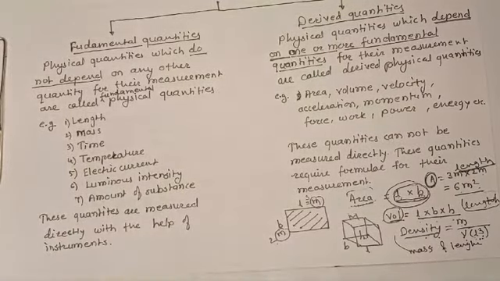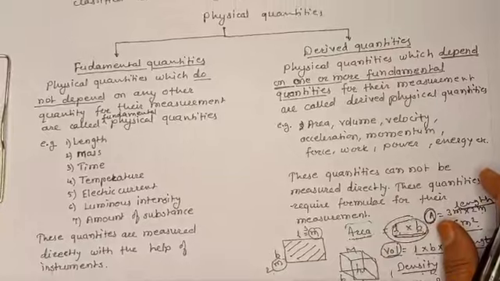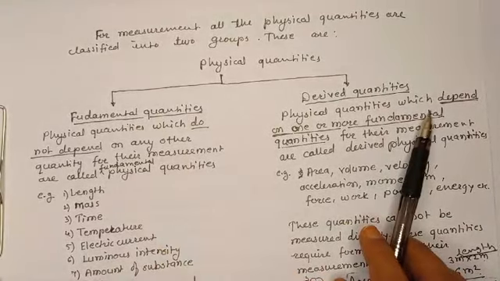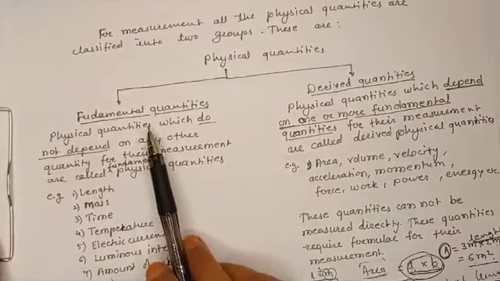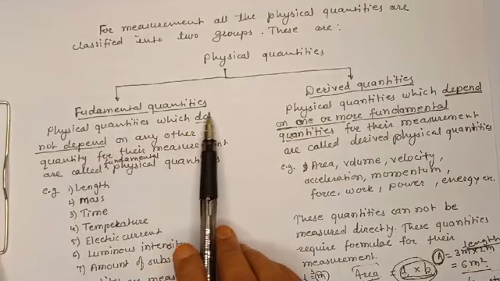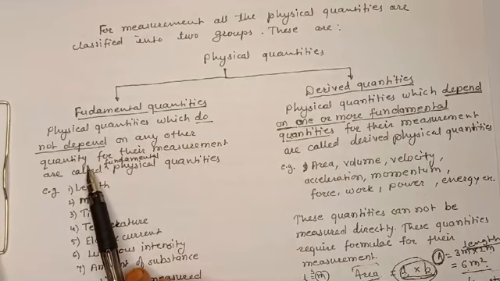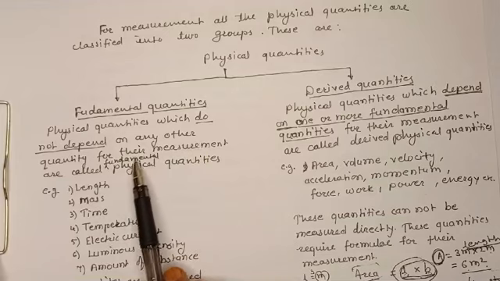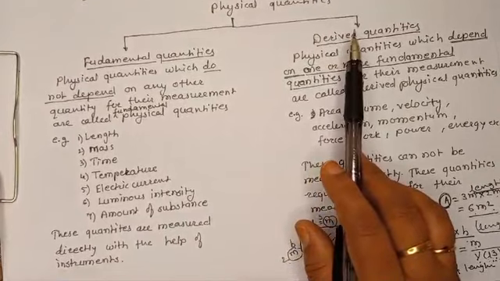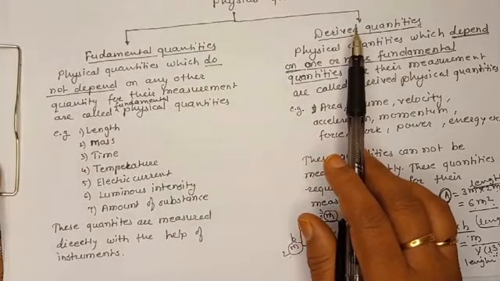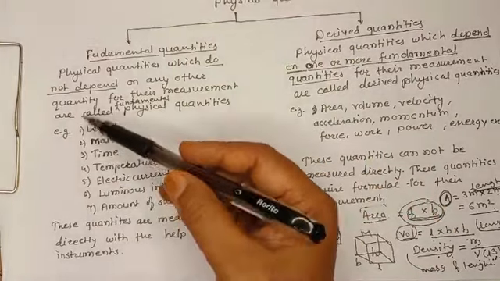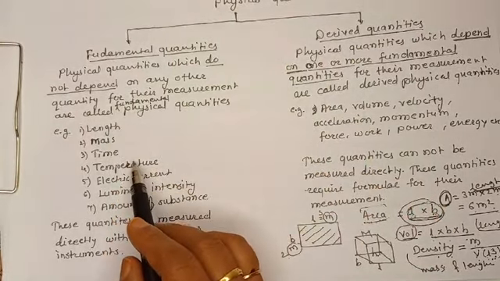For measurement, all physical quantities are classified into two groups. These are fundamental quantities and derived quantities. What are fundamental quantities? Physical quantities which do not depend on any other quantity for their measurement are called fundamental physical quantities. For example, length, mass, time, temperature, electric current, luminous intensity, and amount of substance. Out of these seven fundamental quantities, three are most important.